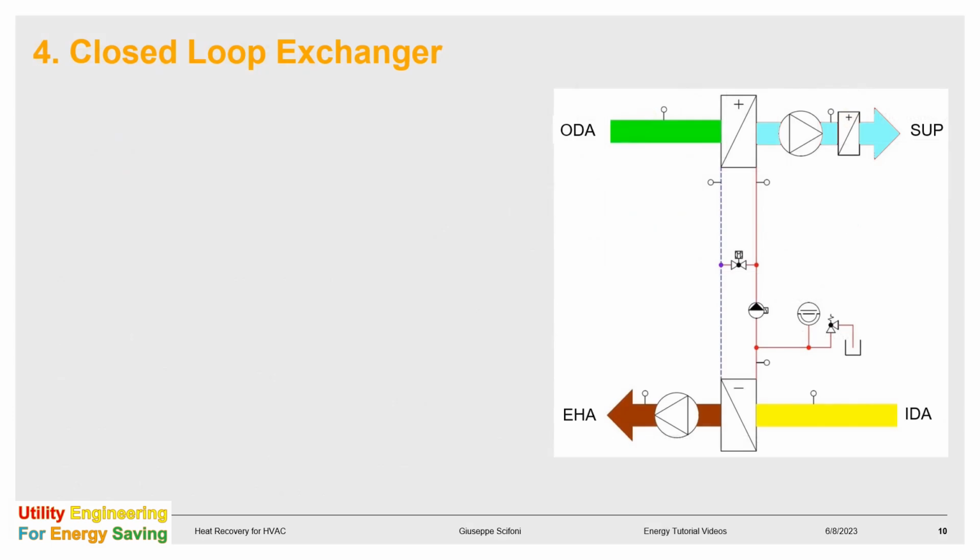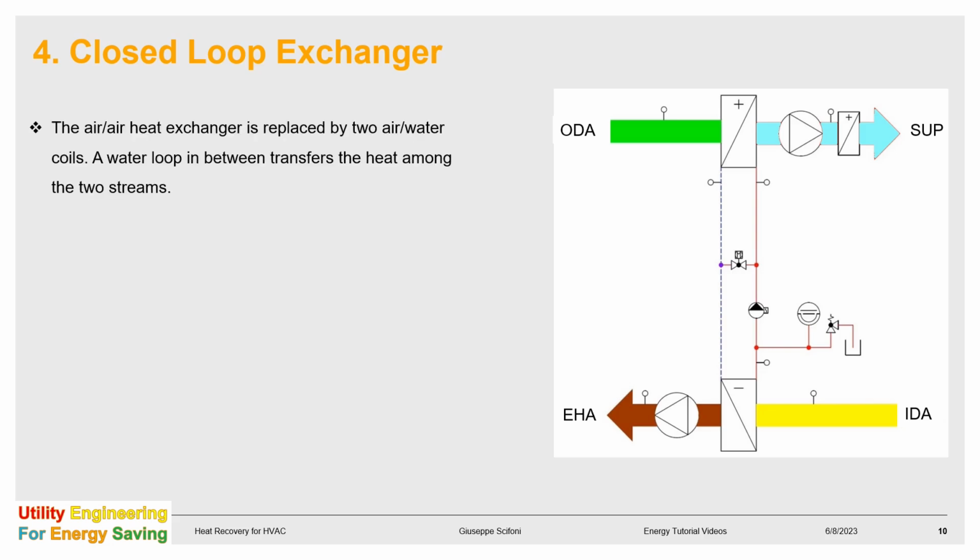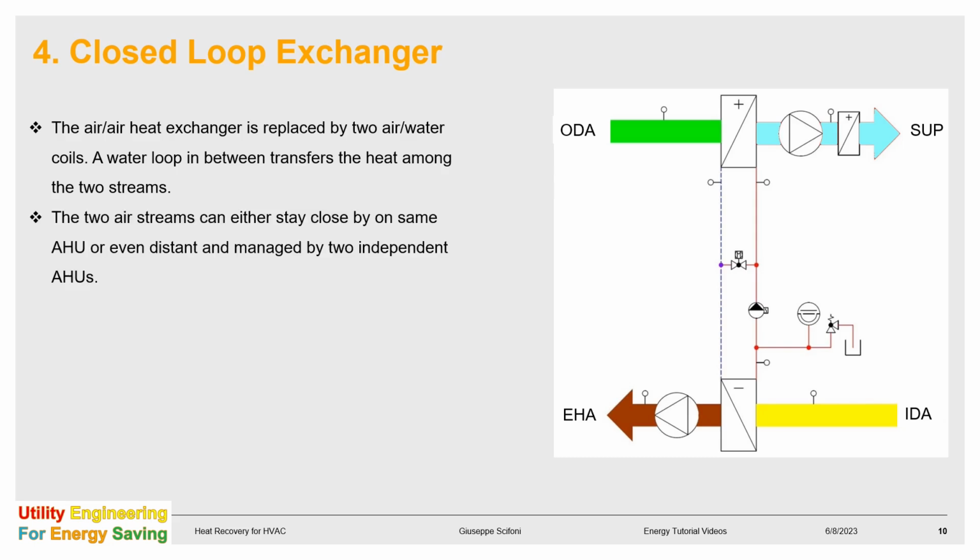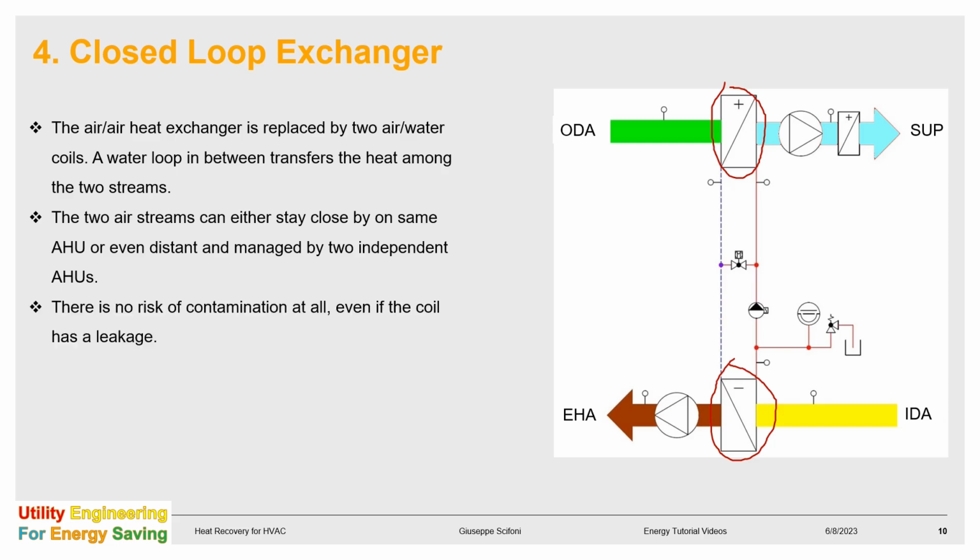Another possibility of heat recovery using an exchanger is to use a closed loop by water. Here, the air-air exchanger is replaced by two air-water exchangers. The advantage of this solution is that the inside air channels and the outside air channels can be distant from each other. Moreover, there is no risk of contamination even though one of the coils has a leakage.